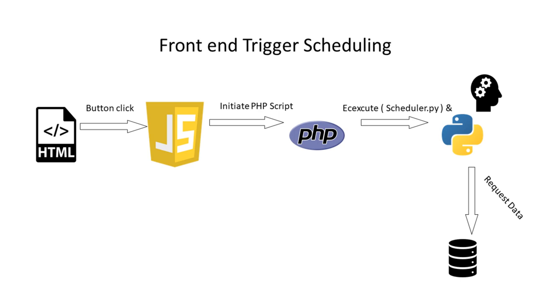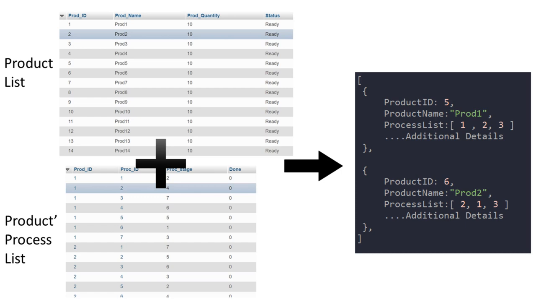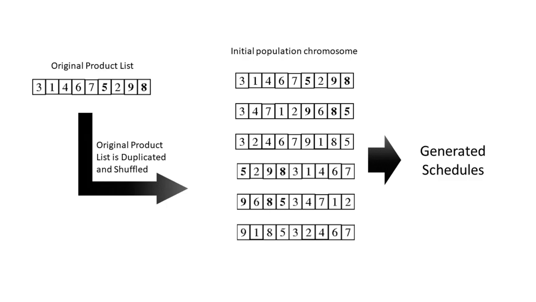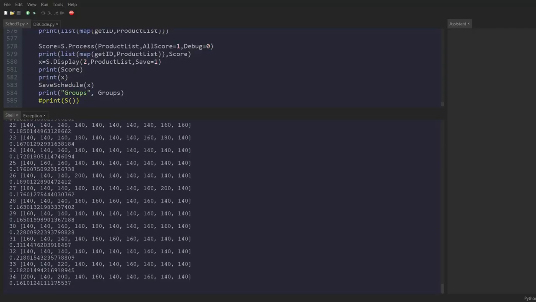This Python code will read the machine list, product list, and product process list from the database. Then, it will save the data into a properly structured list so that this product list can be processed by the scheduler. Then, the list is shuffled and duplicated 10 times to create the initial population. For each of the lists, one schedule will be created using the first-come, first-serve algorithm. The best list will be used to generate another 10 chromosomes for the next generation. It will repeat in a loop until 200 generations. All of this is the genetic algorithm optimization part.